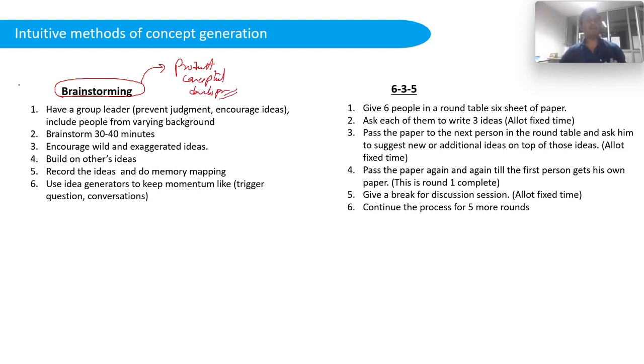So basically, in a brainstorming session, we need to have some sort of group leader, and we also need to include people from varying backgrounds. This is important because we do not want our ideas or solutions to be biased toward some particular field or some particular discipline. So it's always important that we get ideas from people of varying disciplines.